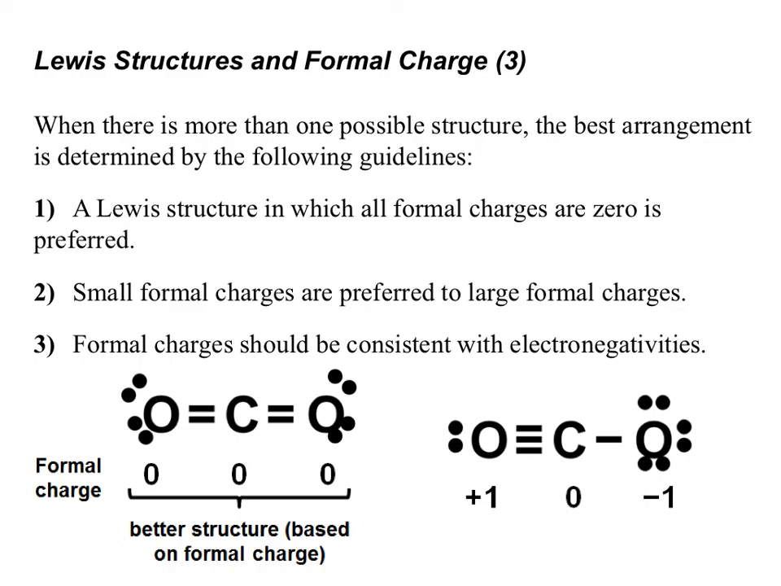So let's compare carbon dioxide, OCO. We could have an oxygen double bonded to the carbon on each side, or we can have an oxygen triple bonded to a carbon and single bonded to a carbon. You will notice that with the oxygen triple bonded to carbon and single bonded to carbon, you will have a positive charge on one oxygen and a negative charge on one oxygen. Whilst if you have double bonds from both oxygens to carbon, there's 0 formal charge. Therefore, this is a better structure based on formal charges.